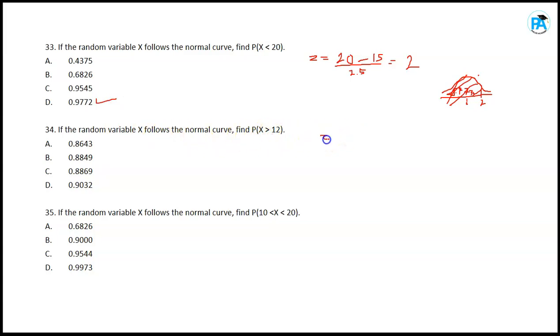Now 34 says find the probability that x is greater than 12. So you find z here too. z will be equal to x minus the mean. You consider your x to be 12 and the mean is 15. And the standard deviation is what?